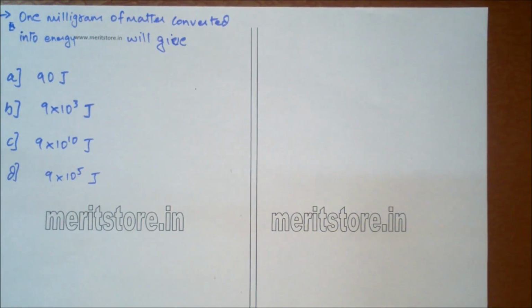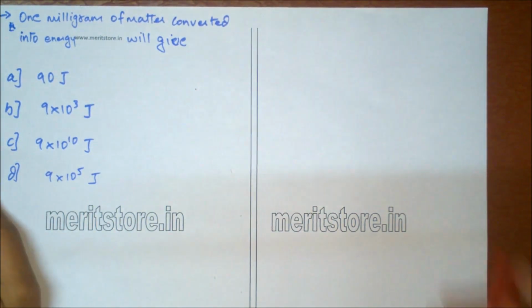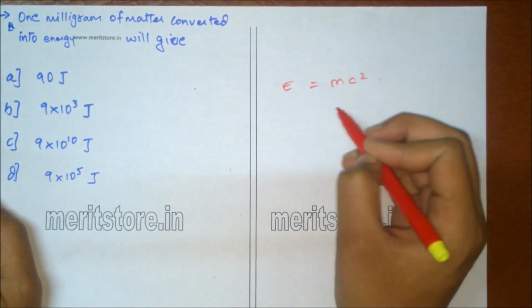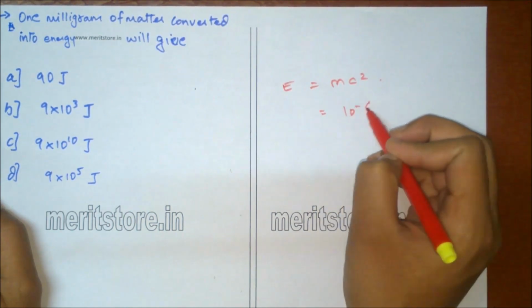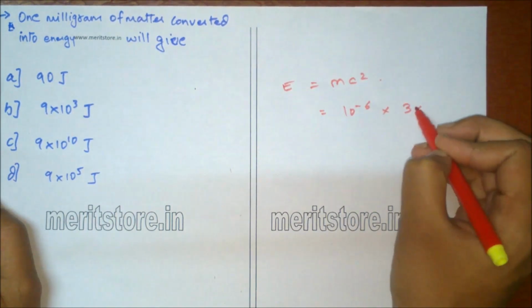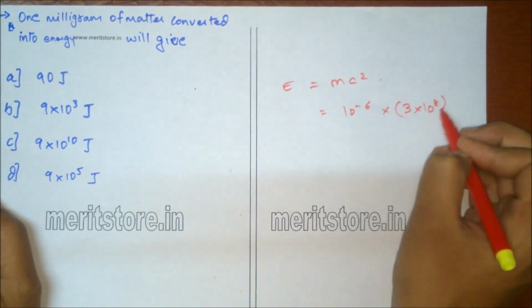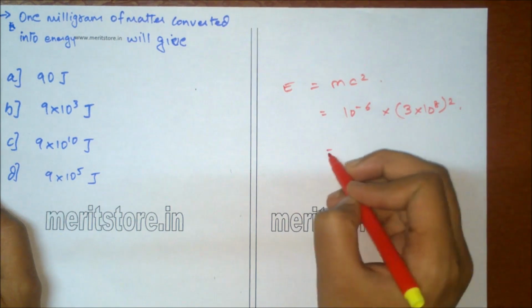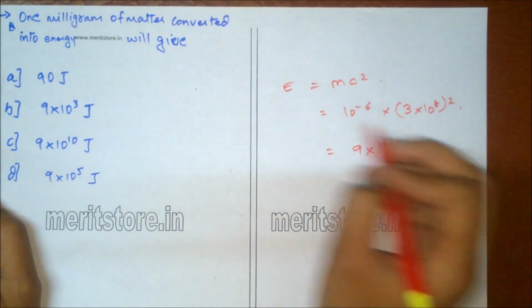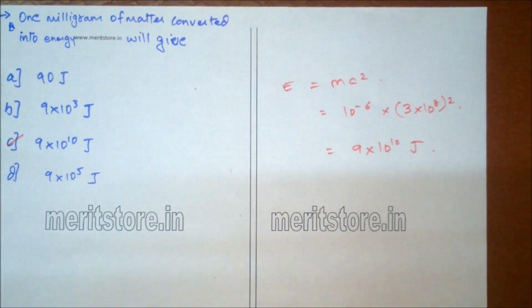1 milligram of matter converted into energy will give. We know that energy is equal to mc squared. So mass is 10 raised to minus 6 into c squared, speed of light, 3 into 10 raised to 8 the whole squared. On solving this, we get 9 into 10 raised to 10 joules in SI unit. So option C is the correct answer.